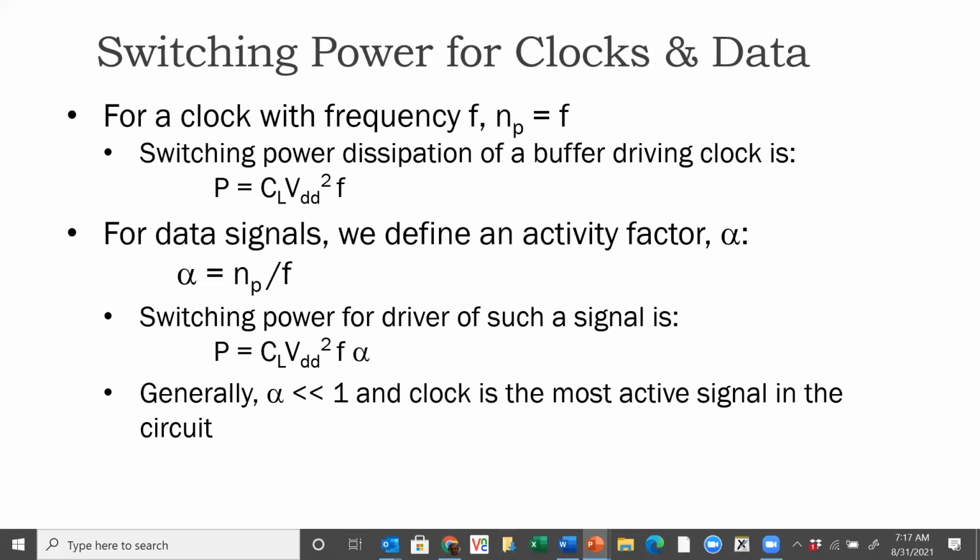Empirically, we see that alpha is much less than 1 for most data signals, and therefore the clock is the most active signal in the circuit, because for a clock the activity factor is obviously 1, since NP over f is f over f. So the activity factor for a clock is 1, and the clock is generally the most active signal. For all the other data signals, we usually use a rule of thumb that alpha is about 20%, 0.2.